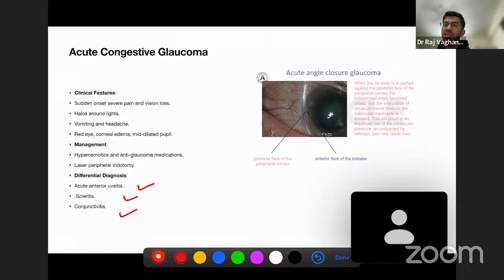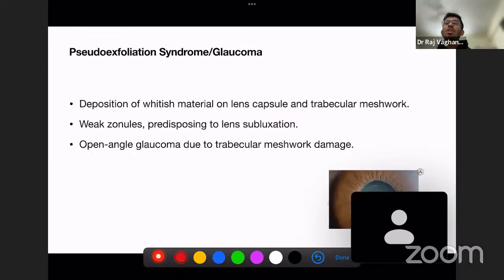This is just the same as that of acute angle closure glaucoma. You can see on the right-hand side the diagram of the acute angle closure glaucoma. So this is the acute congestive glaucoma, acute angle closure glaucoma. Now we will discuss what is pseudo exfoliation syndrome.